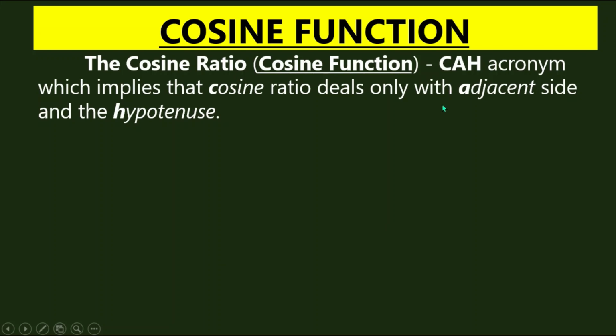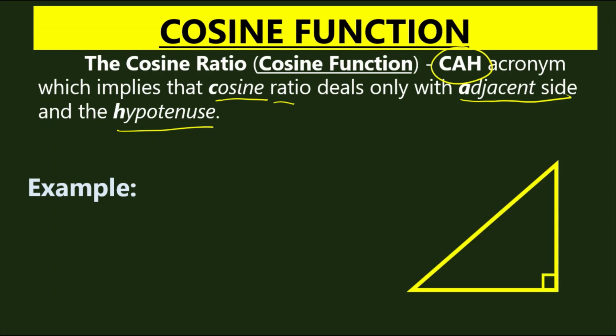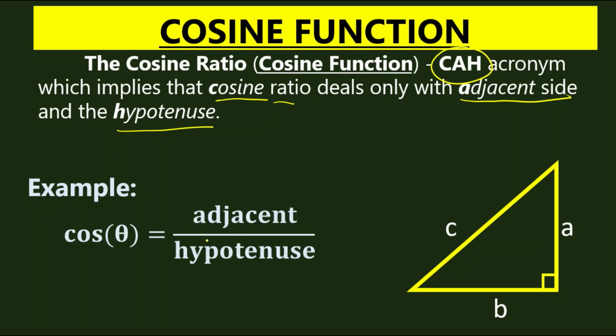Cosine function. For the cosine function, the cosine ratio, we are going to use the C-A-H from SOHCAHTOA. That means cosine ratio deals with the adjacent side over the hypotenuse. Again, if we have this right triangle with sides A, B, and C is the hypotenuse, to get the cosine theta, that is equal to adjacent over hypotenuse.